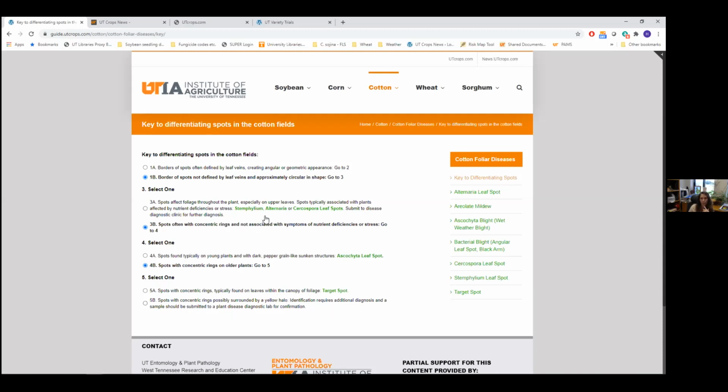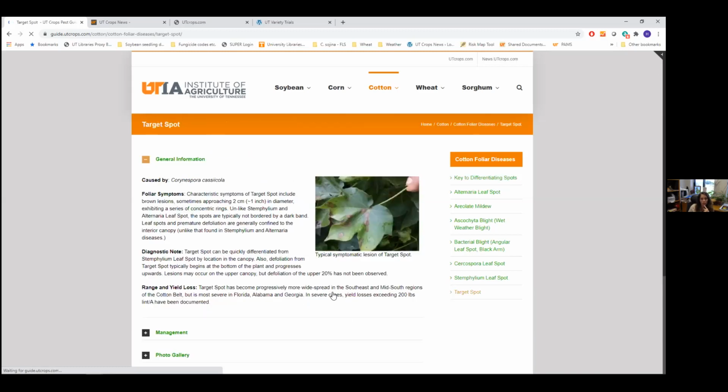We've also seen Stemphylium as well as Ascochyta blight in the upper canopy look exactly like a target spot lesion. So again, it's very important where it's being found in the canopy. But I just think that's kind of a nice interactive guide that's available when looking at cotton foliar diseases. And the big thing too is because target spot is the only one that actually responds to a foliar fungicide, especially in Tennessee, that would be recommended for a foliar fungicide.